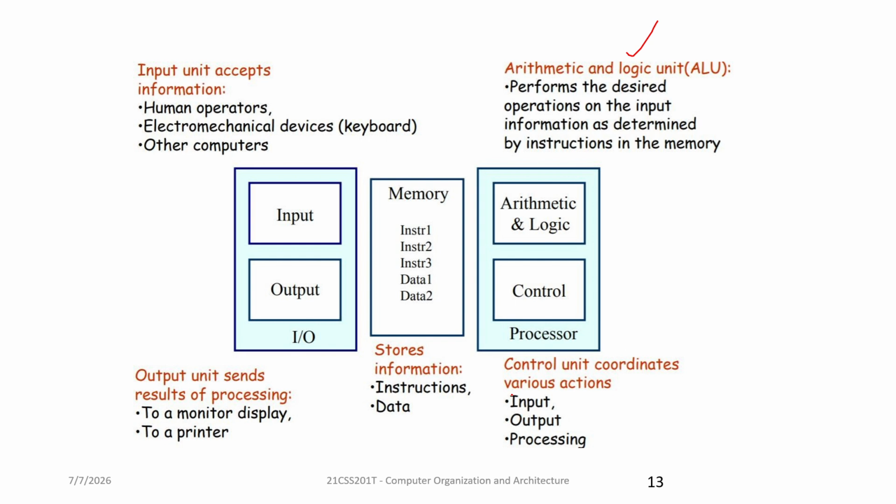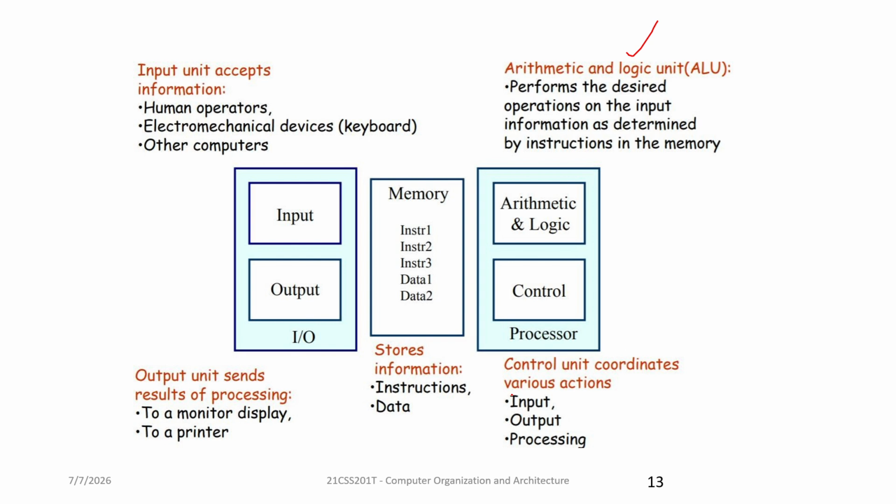Normally the memory unit stores the information in the form of instructions and data. Instruction means we are instructing the computer to perform a particular operation. Data means whatever data is needed for processing. For example, when we are doing addition, C equal to A plus B, here 2 data are required, A and B, that are data. Then ALU. What is the function of ALU? ALU performs the desired operations on the input information as determined by the instruction in the memory.